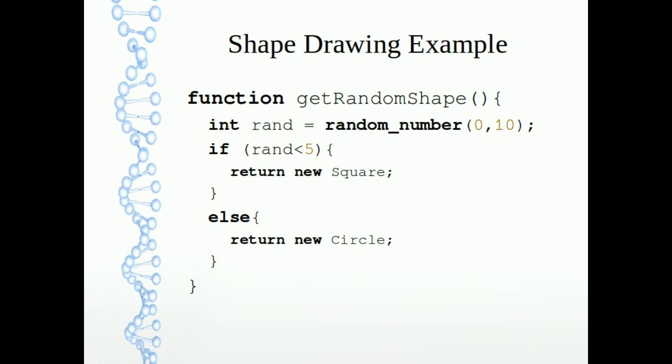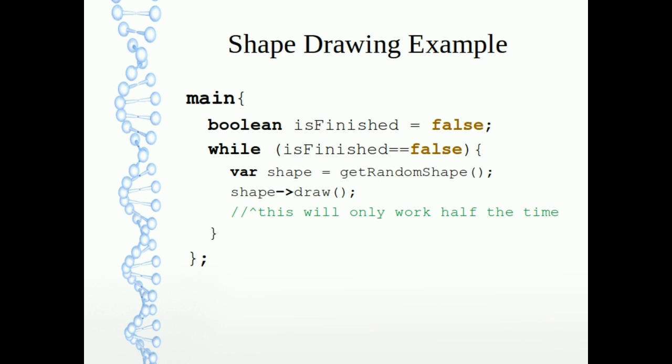For this program, we also need a getARandomShape function, which gets a random number between 1 and 10, then returns a new instance of the square class if the number is less than 5, and a new instance of the circle class if it is not. Finally, we have our main statement.